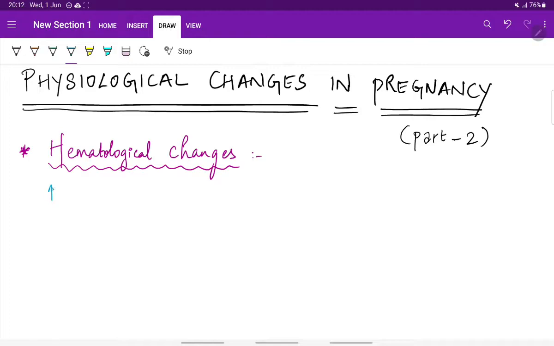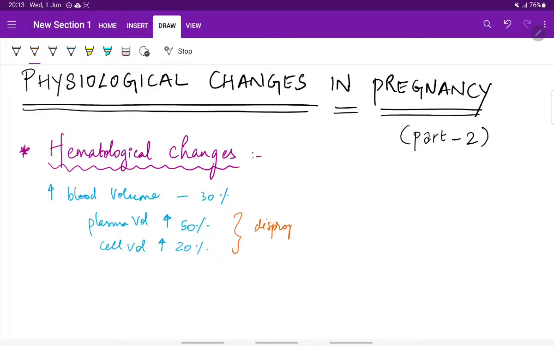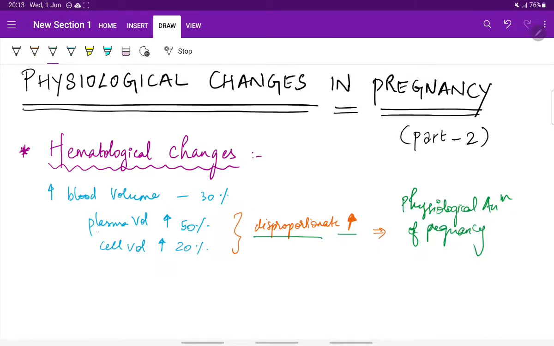First, there is increase in blood volume by about 30%, and the plasma volume increases by 50%, whereas the cell volume increases by 20%. So this disproportionate increase in the ratio of the plasma volume to that of red blood cells causes something called as physiological anemia of pregnancy. As the name suggests, this is just a physiological change, nothing pathological. This occurs due to disproportionate increase between the plasma volume and the red blood cells.